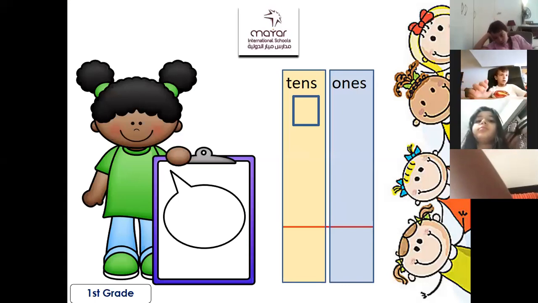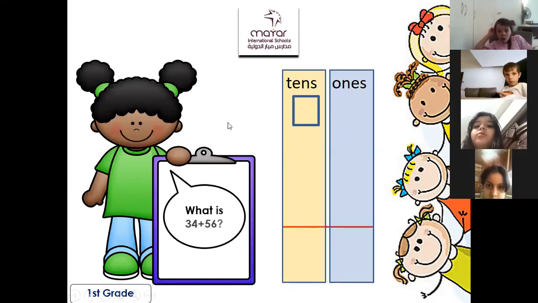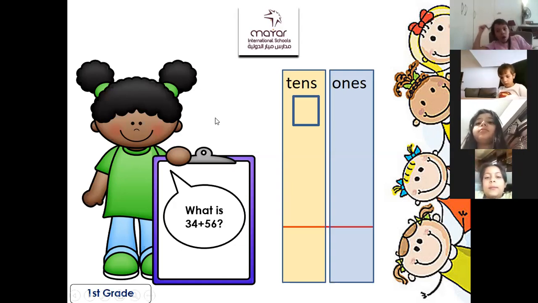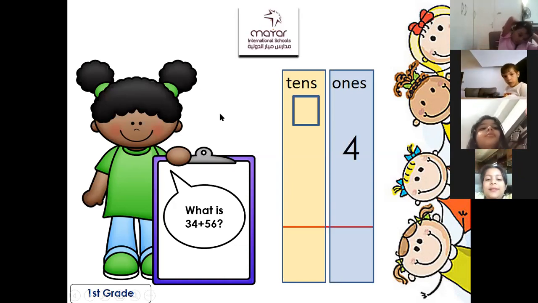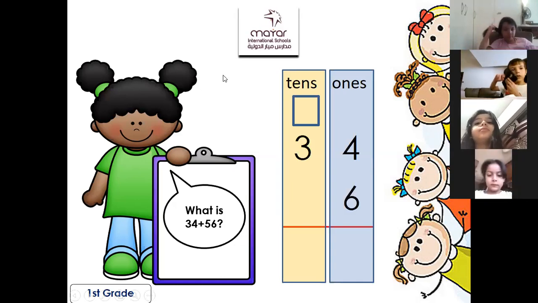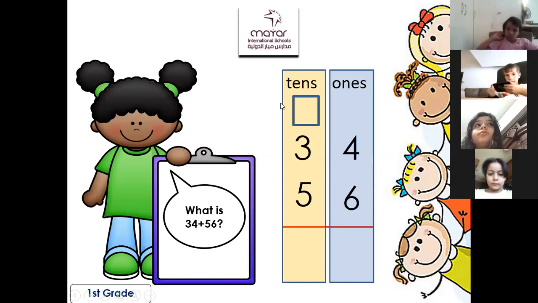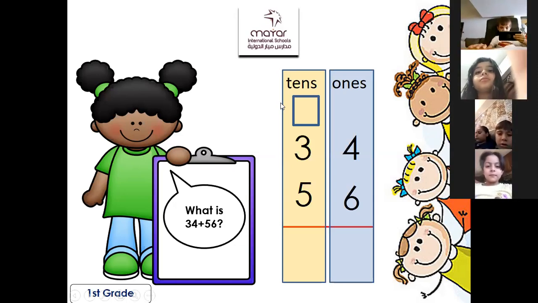Okay, let's see. The next number is 34 plus 56. We're going to put in 34, the 4 goes in the 1s and the 3 goes in the 10s. And 56, the 6 goes in the 1s and the 5 goes in the 10s. We start with the 1s. 4 plus 6. I want to see someone show me who can tell me. I'm going to ask somebody. Who can tell me what is 4 plus 6?